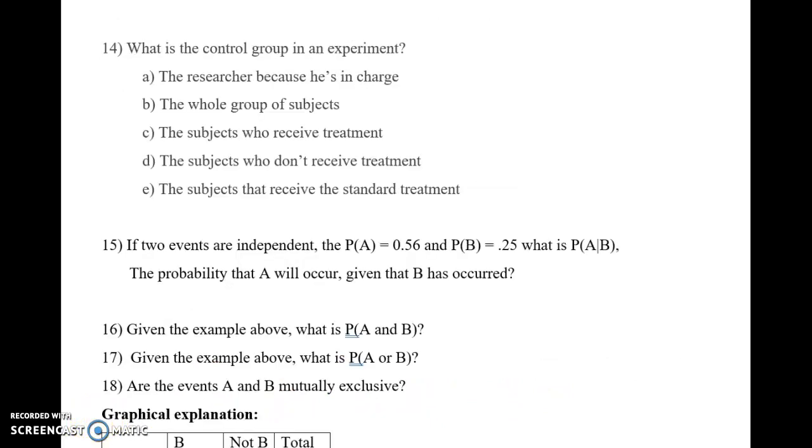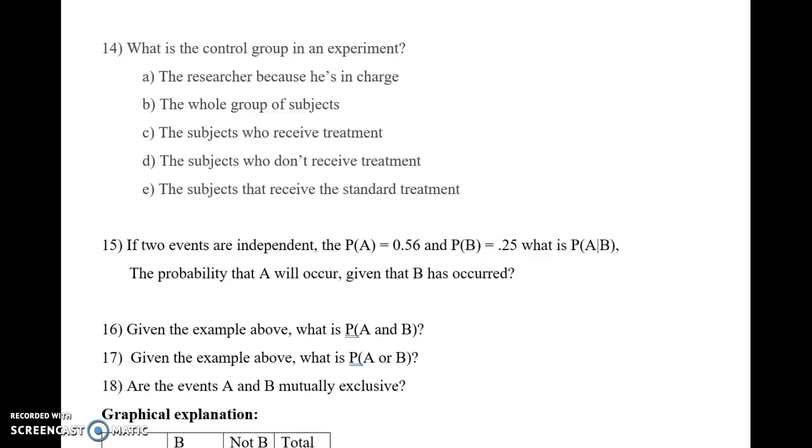What is the control group in an experiment? A, the researcher, because he's in charge. Well, he's in control, but that's not what they mean. B, the whole group of subjects. No, those are just called the subjects, I think. C, the subjects who receive treatment. Well, that would seem to make sense because you're controlling them. You're giving them the treatment. But that's not actually what that is.